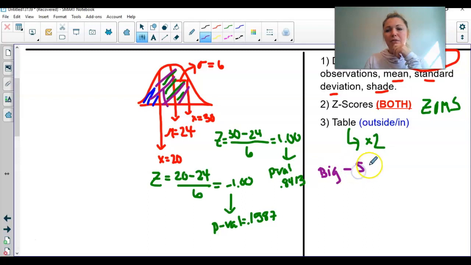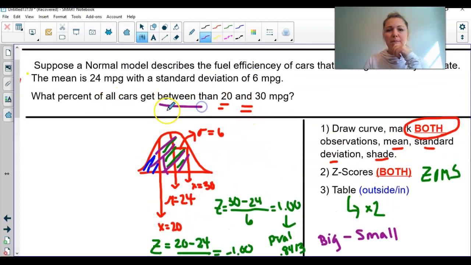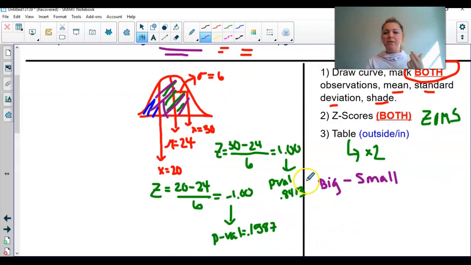And that's what we do every time you are asked an in-between question, okay? So you want to pay attention when it talks about between. You draw the curve, you mark both, you find two z-scores, and you go to the table outside in twice. Then what you want to do with the p-values for your fourth step is take the big p-value minus the small p-value. So let's pause our video and do that now.